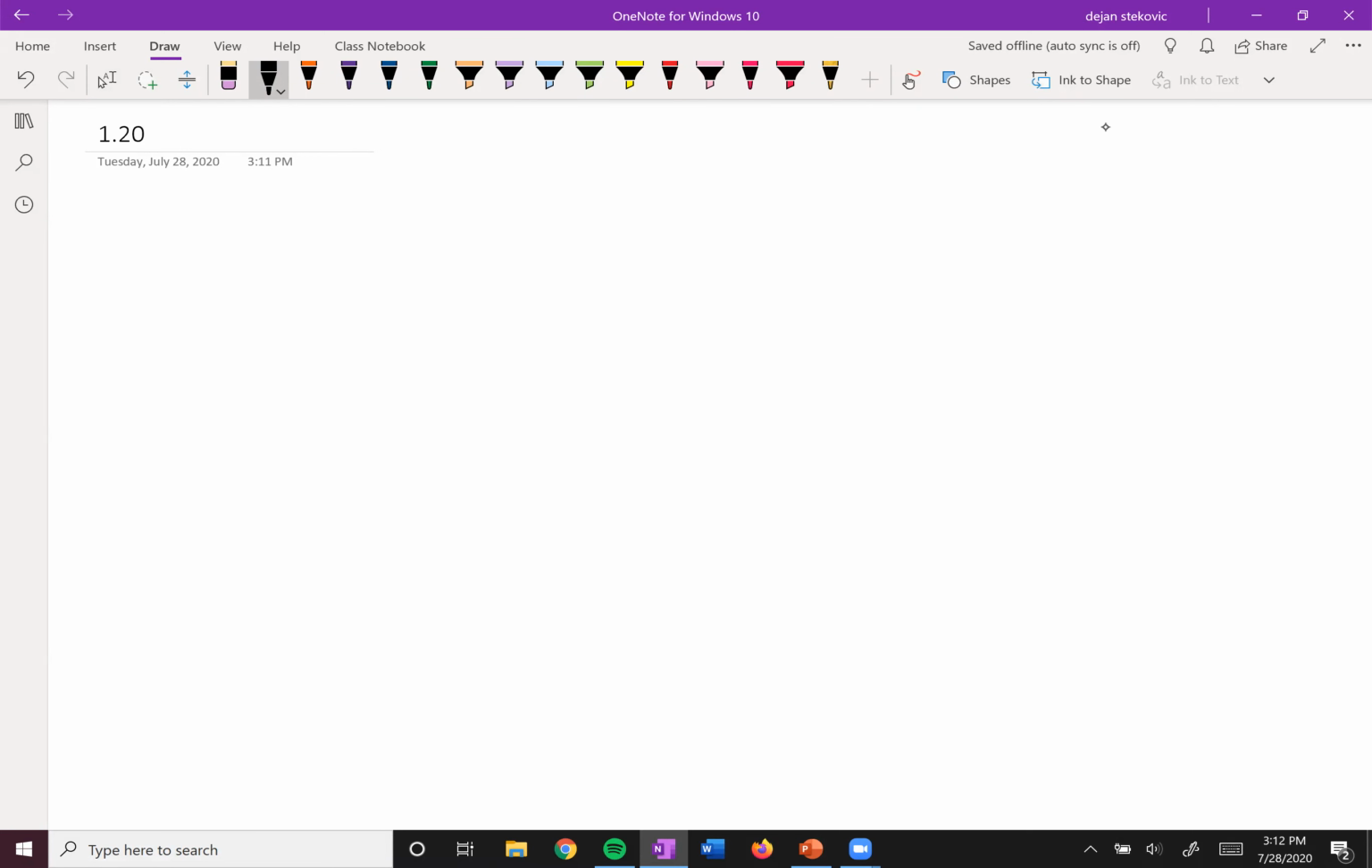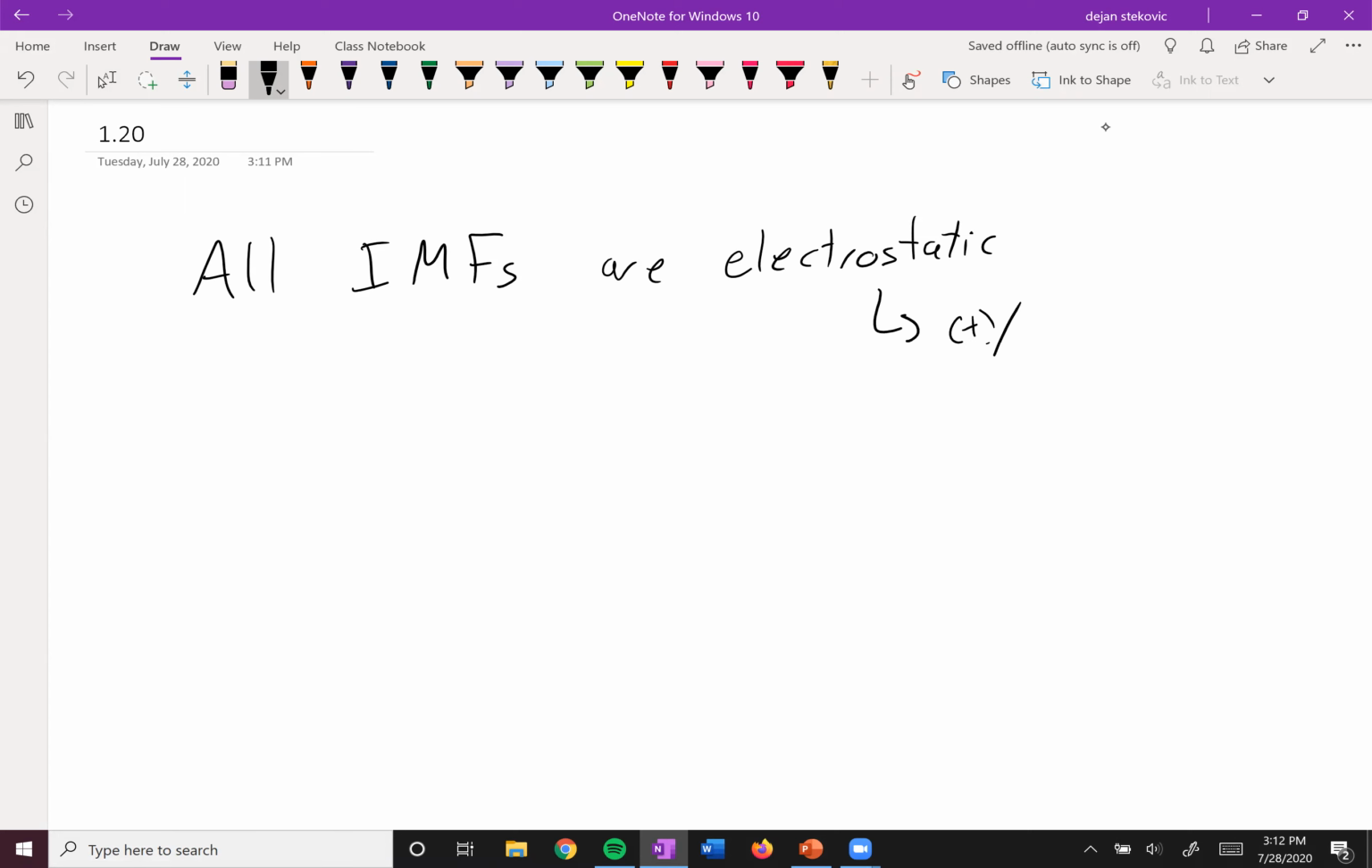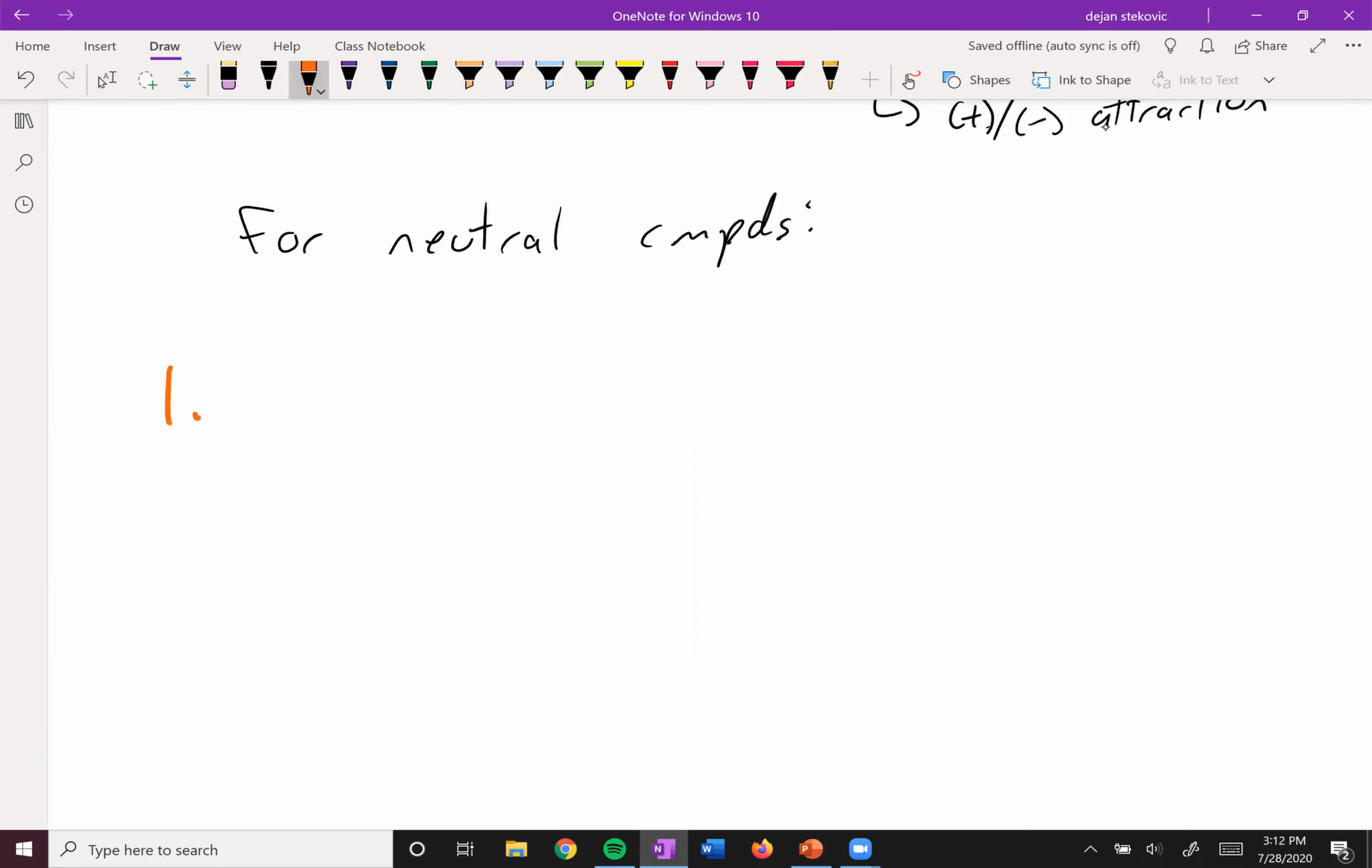All right, so let's take a look at these intermolecular forces. And the first thing we need to recognize is that all of these intermolecular forces are electrostatic. And what that means is that's interaction between charge. And so generally we mean the attraction between positive and negative charge. And so for neutral compounds, so ones without a charge, we have three main intermolecular forces.